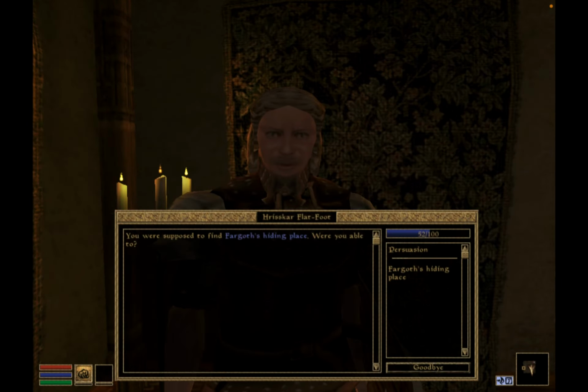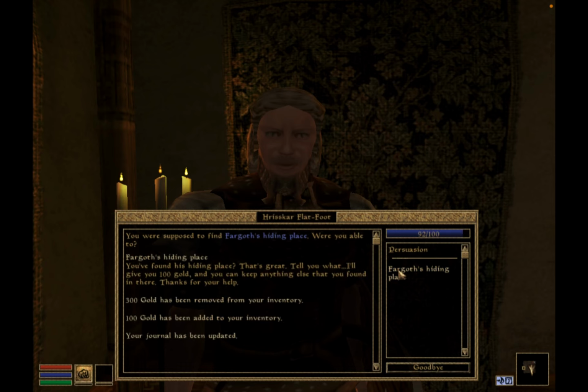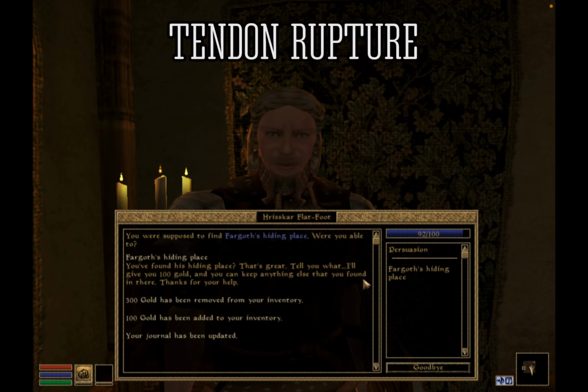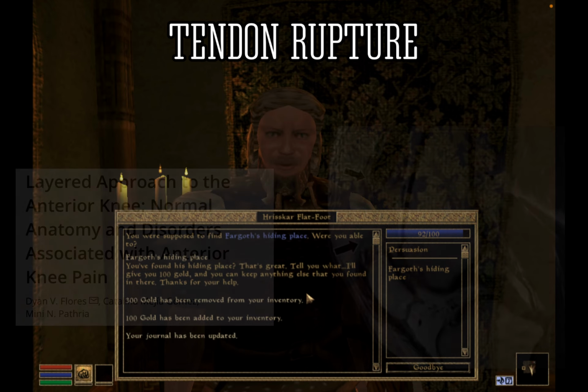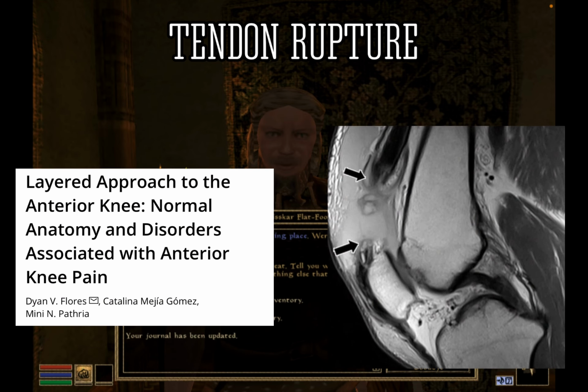We're going to talk about the last four that I talked about, just briefly. So you can have a tendon rupture. This can be the quad tendon, can be the patellar tendon. I think it's more seen in older males.